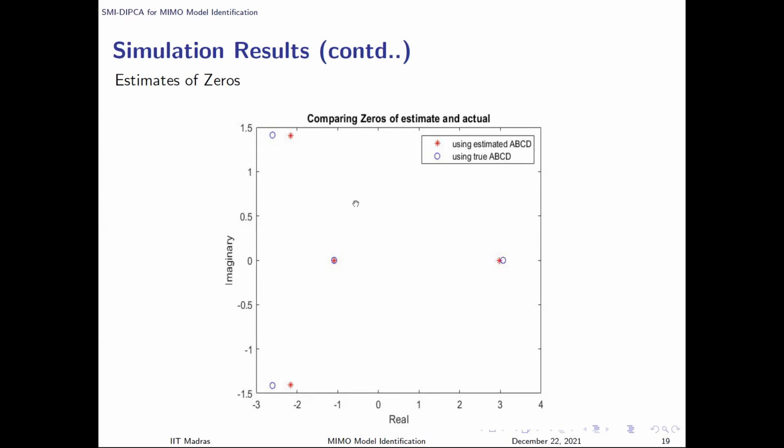So we compared with earlier SMI methods, what we call instrument variable methods, which have been used for subspace identification, including the EIV case.